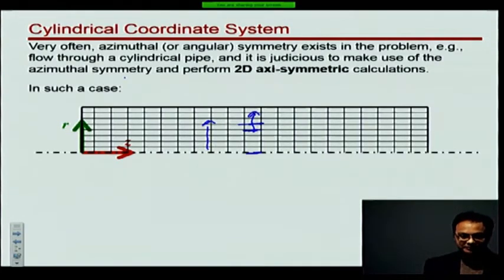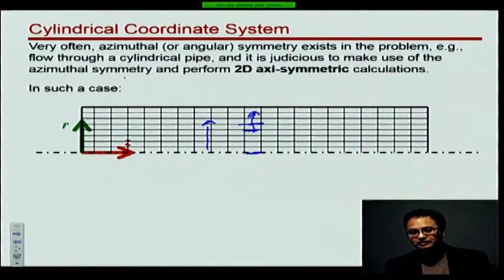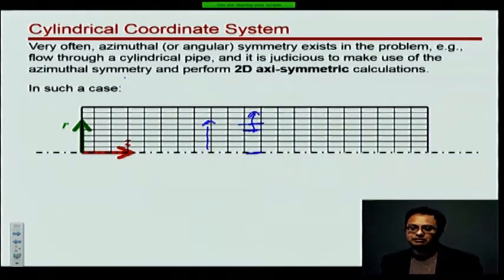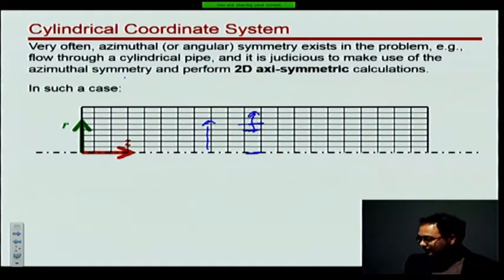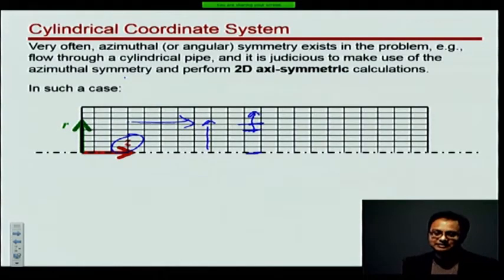So that's the main difference between the Cartesian coordinate system and the cylindrical coordinate system: your areas across are changing in the radial direction. In this direction it's still uniform. Nothing changes. So z is exactly the same as x, but r is not exactly the same as y. And that, of course, shows up in your governing equations too.